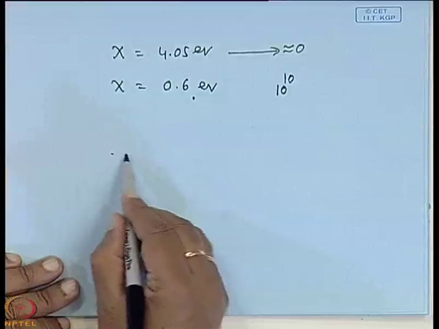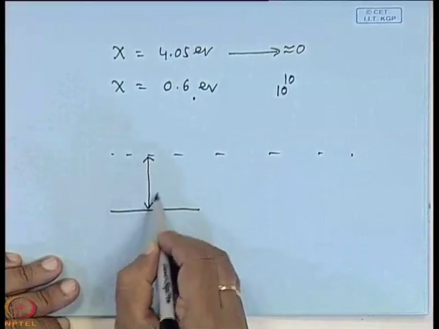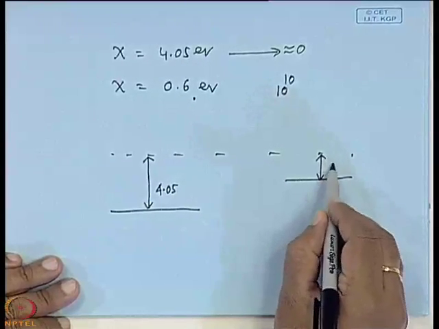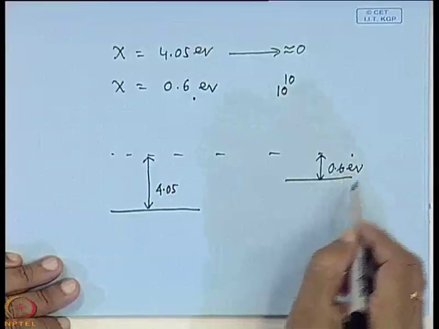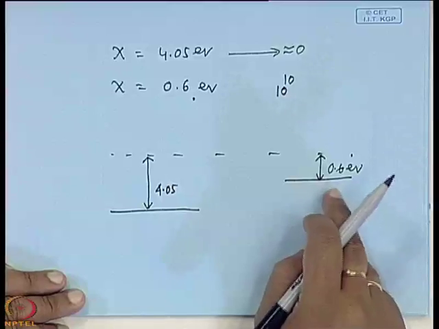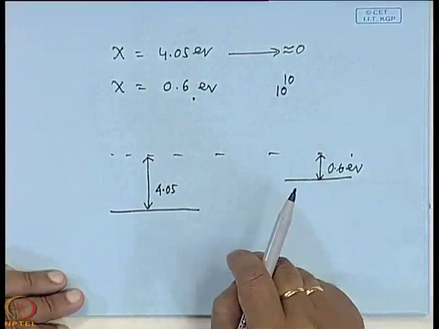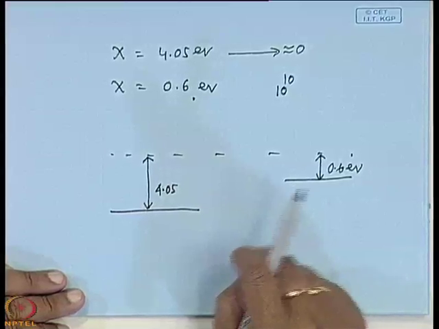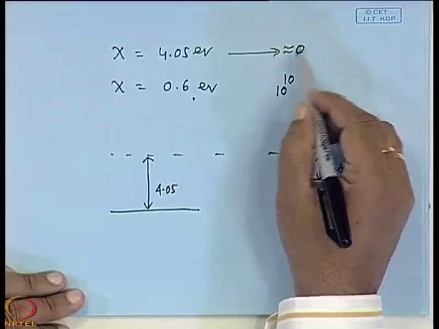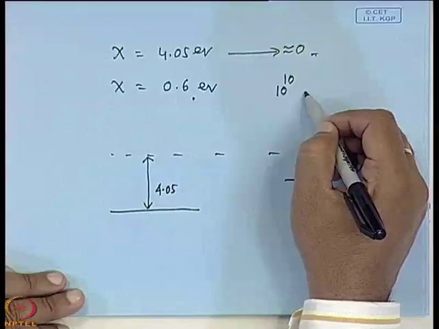So, this is the vacuum level, this is 4.05 electron volt and this is 0.6 electron volt. Which one is favorable for the emission? This one is favorable, because here the energy involvement is very less, only 0.6 electron volt. Here it is very high energy. So, at that energy the thermionic emission electron density is almost 0. Here it is an appreciable value.